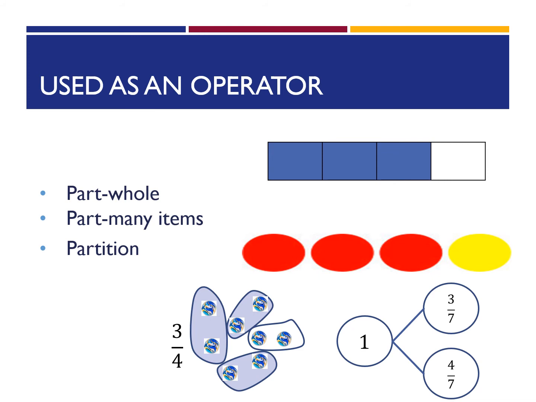So, 3 things plus 4 things equals 7 things. You could say 3 sevenths plus 4 sevenths is 7 sevenths. And then the relationship that 7 sevenths is the same as a whole.